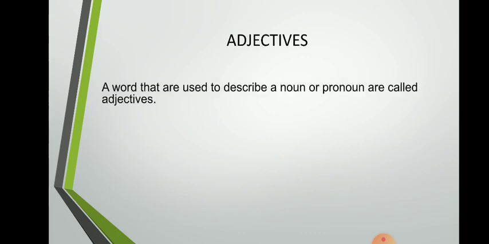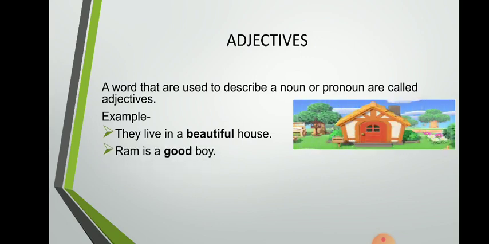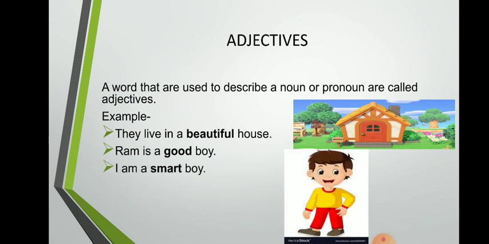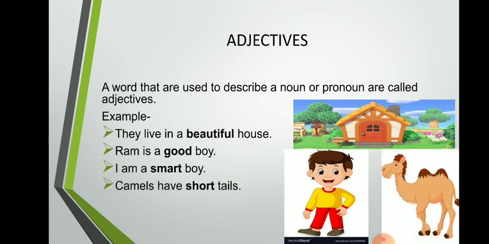What is an adjective? Words that are used to describe a noun or pronoun are called adjectives. Let us see some examples of adjectives. They lived in a beautiful house. Ram is a good boy. I am a smart boy. Camel has short tails. Yash is a rich man. Here, beautiful, good, smart, short, rich are the adjectives in the sentences which are used to describe a noun, and that is called adjectives.